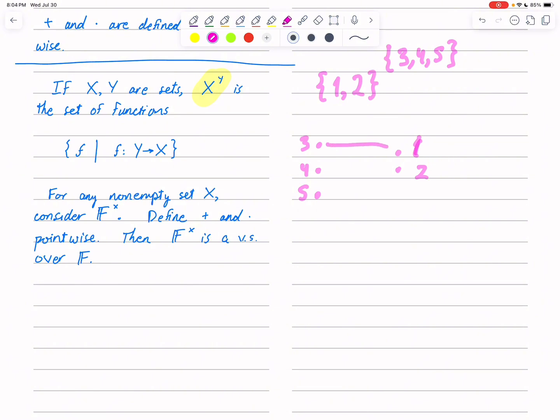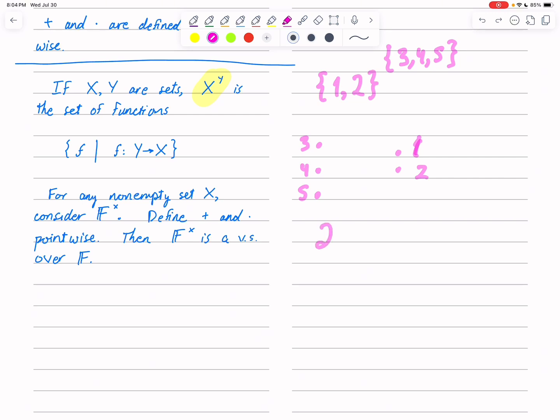Well, we could send 3 to 1, or we could send it to 2, right? We could send 4 to 1, we could send it to 2, right? We could send 5 to 1, we could send 5 to 2. So what that means is that how many such functions are there?